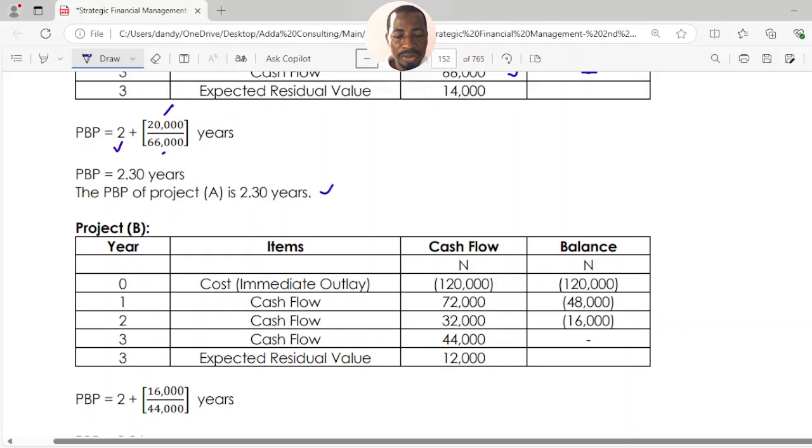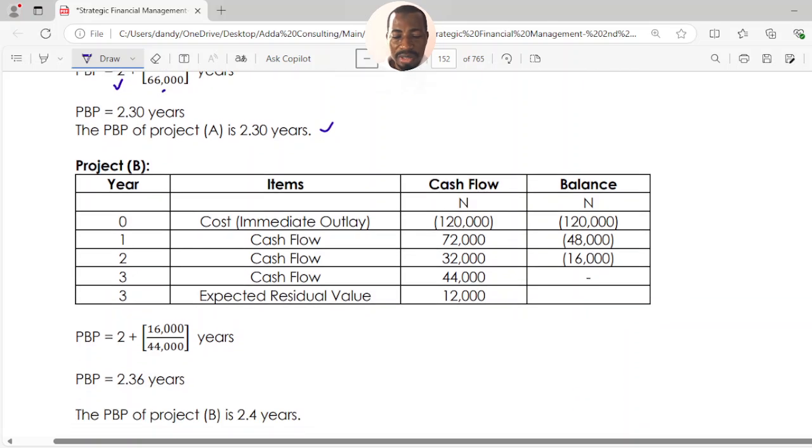We will do the same for project B. To do the same thing for project B, initial outlay of project B is 120. Okay, the balance at that year is 0. So 120 minus 72,000 will give us 48,000 at the end of year 1. I'll move to year 2. 48,000 minus 32,000. That's 16,000 balance at the end of year 2.